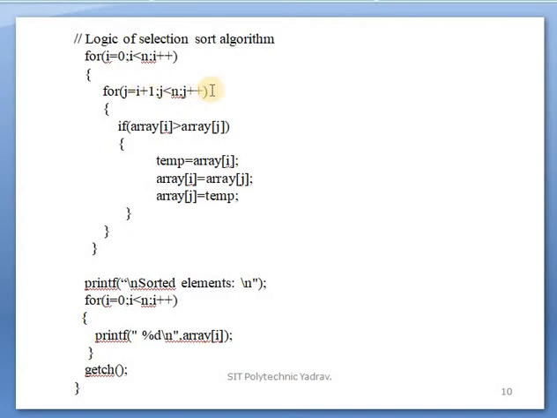In an array, starting with the 0th element, the first element is compared. If array of i, the 0th element, is greater than array of j, the first element, then they are swapped. This means the smallest number will automatically be placed in the first position. One by one the elements are checked until the condition is false. After that, we use printf to display the array.